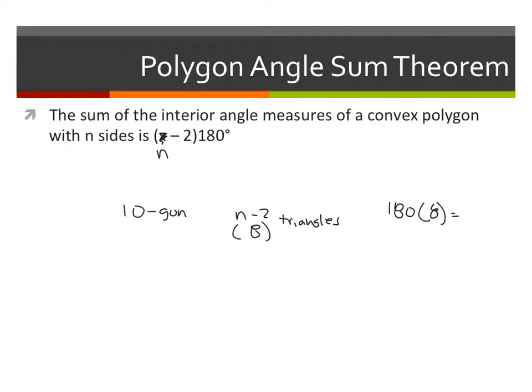What is that? 1440. Yes. Oh, you guys are fast. 1440 degrees altogether, which means if it were a regular polygon, each angle will have the measure of 144, right? Each angle will have the measure of 144.